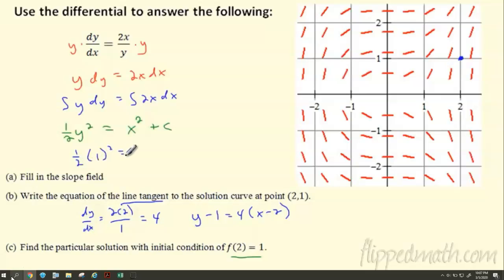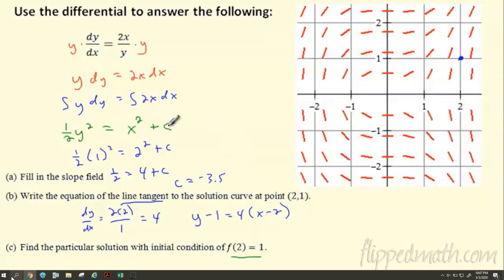So y is 1, x is 2. Can we solve for c? Sure, 1/2 of 1 squared is 1/2, and that's 4 plus c. So what is c going to be? C is going to be, subtract that, minus 3.5. So c is going to be negative 3.5. You can write it as a fraction if you want. Either way is coolio. So that's it.